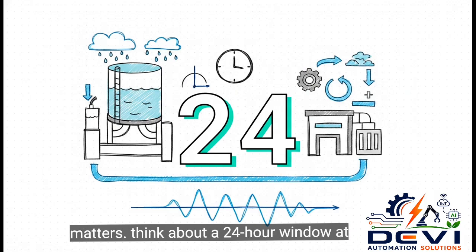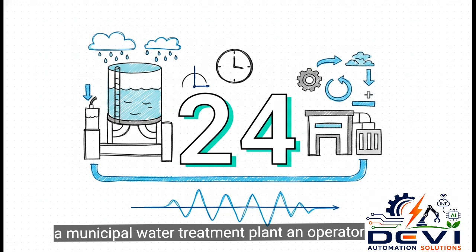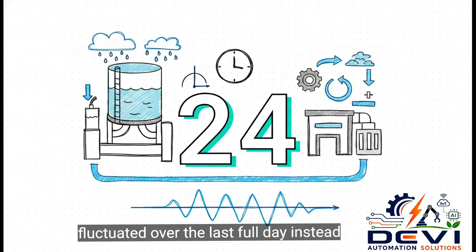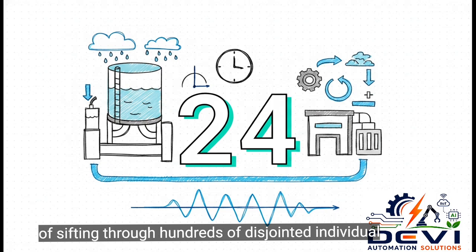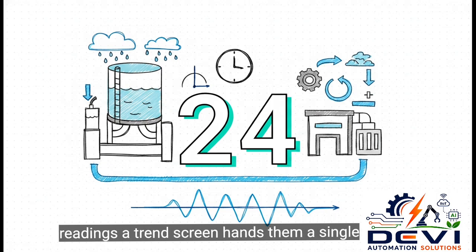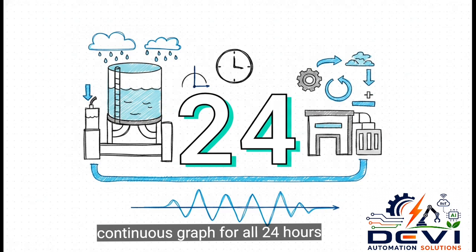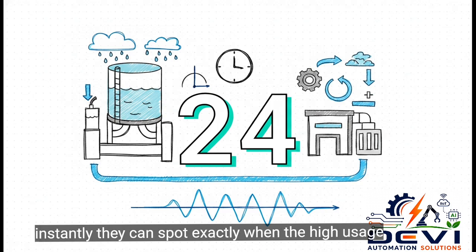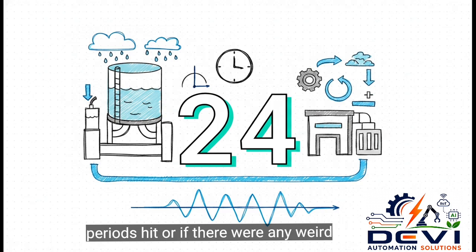Let's put a time frame on this to really see why it matters. Think about a 24-hour window at a municipal water treatment plant. An operator needs to know exactly how a water tank level fluctuated over the last full day. Instead of sifting through hundreds of disjointed individual readings, a trend screen hands them a single, continuous graph for all 24 hours. Instantly, they can spot exactly when the high usage periods hit, or if there were any weird, abnormal drops in the water level.